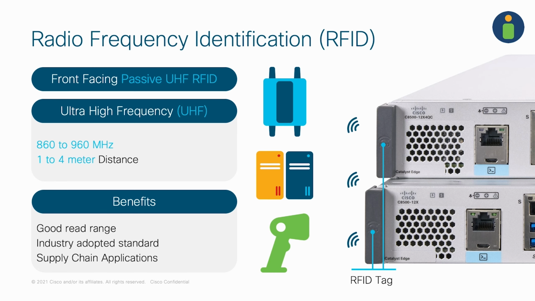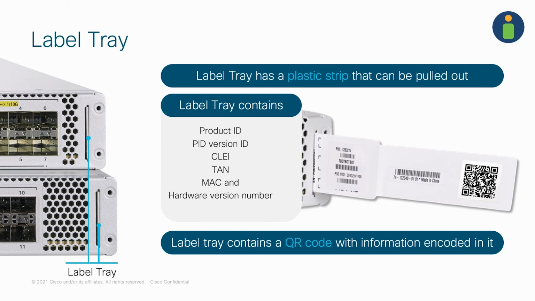Next important thing that got enabled with the Catalyst 8500 platform is the label tray. Label tray is just a plastic strip that can be pulled out from the front of the chassis. It actually contains the information about the hardware versioning of the platform. Usually we used to paste the hardware label information in the form of a sticker on the top or on the bottom of the chassis. However, when a platform is mounted in the rack, it becomes really hard to figure out what's really printed on the label pasted on the top.